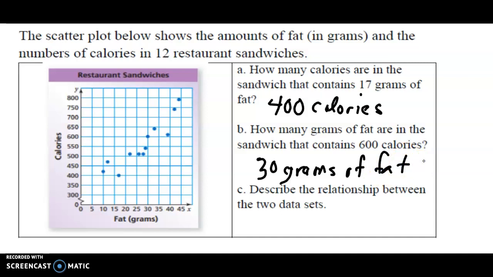And then part C, describe the relationship. This appears again to be going in an upward direction. In other words, as x is increasing, y is increasing. I would say this has a positive relationship.